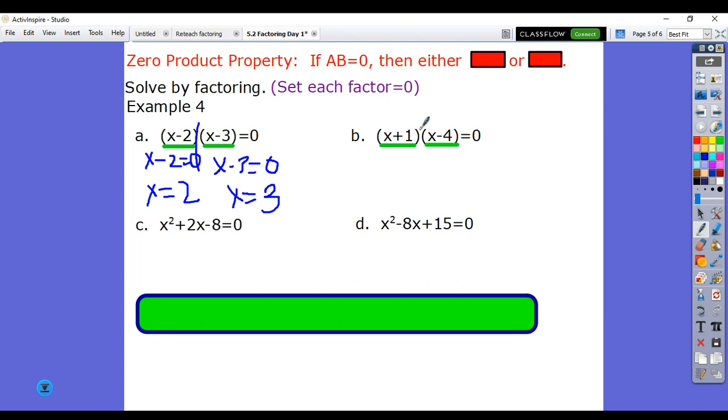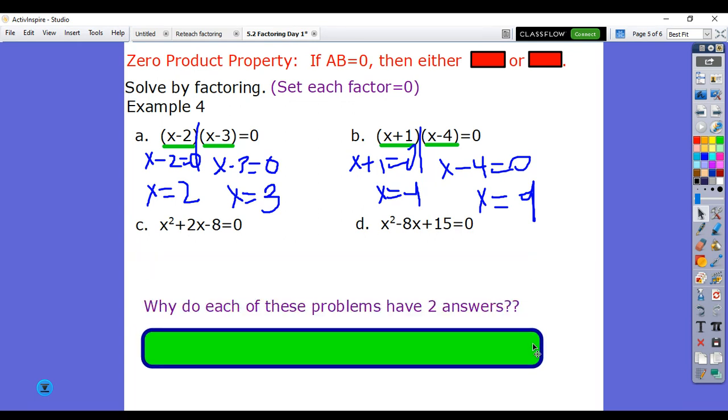All right, so this one, split it apart. X plus 1 equals 0. So x equals negative 1 when I subtract 1 from both sides. And x minus 4 equals 0 when x equals positive 4. All right, I think you have the hang of this. The big thing, oh, and this is what I was saying earlier: why does each of them have 2 answers? The degree is 2, and so that tells me I should have 2 answers. Sometimes they're the same answer, but that's okay.